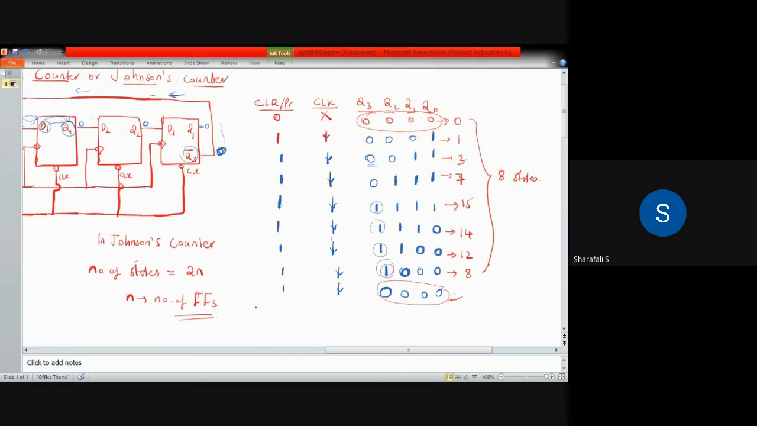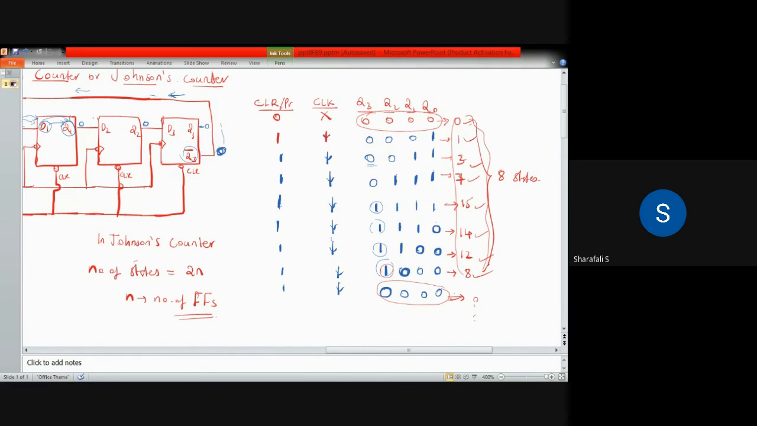So this particular circuit will be counting the clock pulses like 0, 1, 3, 7, 15, 14, 12, 8. Then it starts repeating, 0, 1, and so on. So you can see that this is not a continuous progression. It is a random fashion of counting. This is possible when you are using synchronous counters. In an asynchronous counter, we cannot see such kind of random behavior. So we have this Johnson counter.